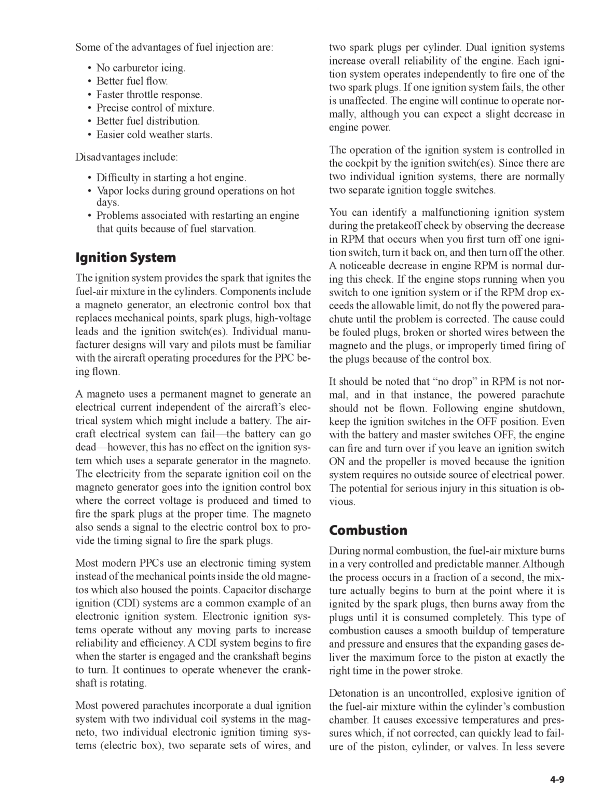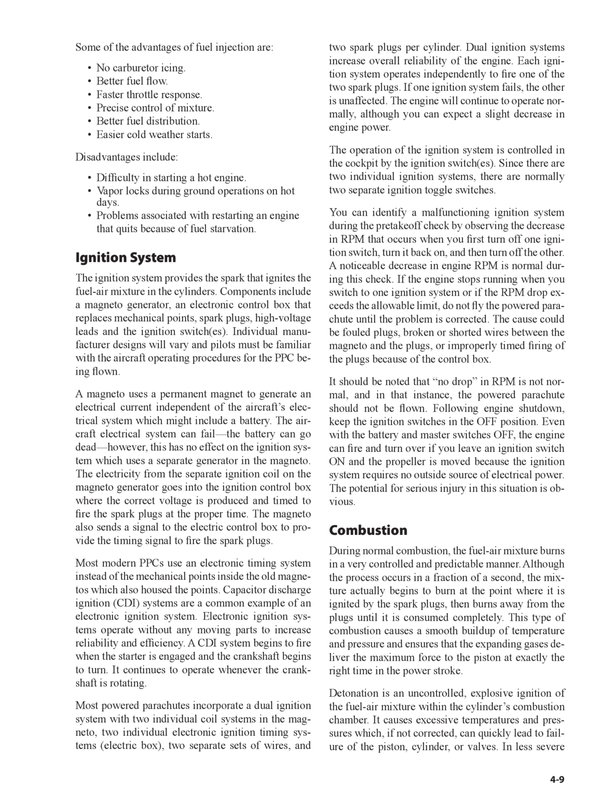A magneto uses a permanent magnet to generate an electrical current independent of the aircraft's electrical system, which might include a battery. The aircraft electrical system can fail, the battery can go dead. However, this has no effect on the ignition system, which uses a separate generator in the magneto.